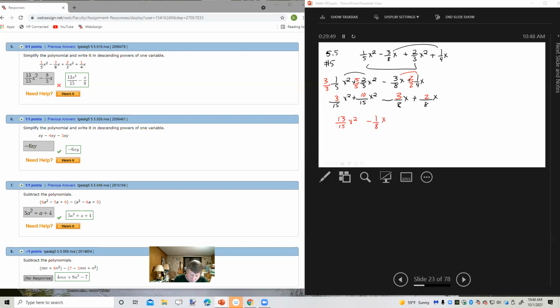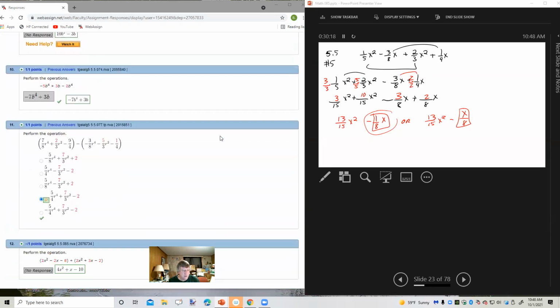Now, you could write the answer like it is there, or you could write it 13/15 x squared minus x over 8, because this and this are equivalent. In fact, if you notice in the WebAssign answer, they wrote minus x over 8, but again, you could write it minus 1/8 x. Okay. Any questions there?